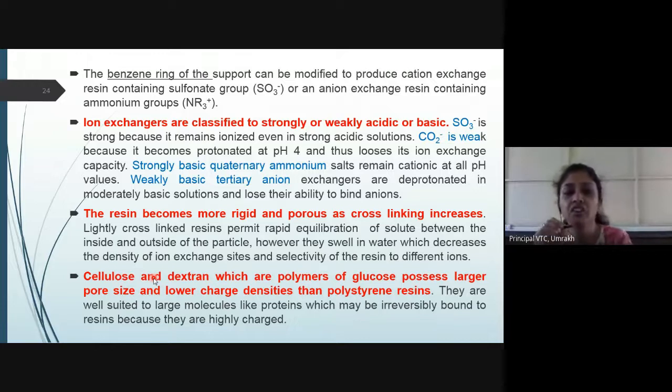But if that resin is more cross-linked, in that case, the resin will become more rigid as well as more porous. Now cellulose and dextran, which are polymers of glucose, have more pore size and lower charge density than polystyrene resin. Because of that, they are more suited for large molecules like proteins. So for protein separations, dextran or cellulose polymers are used.